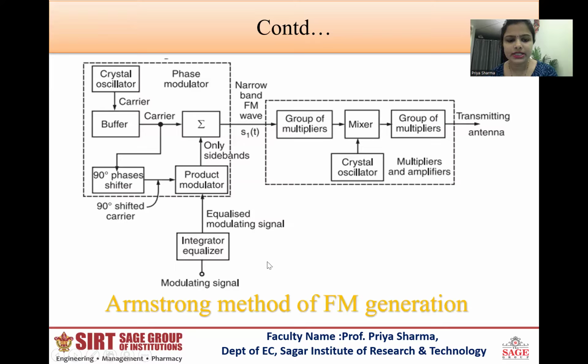So I hope that, by looking at this diagram, although it looks very complex, after going through each and every block of this diagram, it is very easy to make and explain the operation of this. So I hope now it is clear how the Armstrong method or indirect method of FM generation takes place.